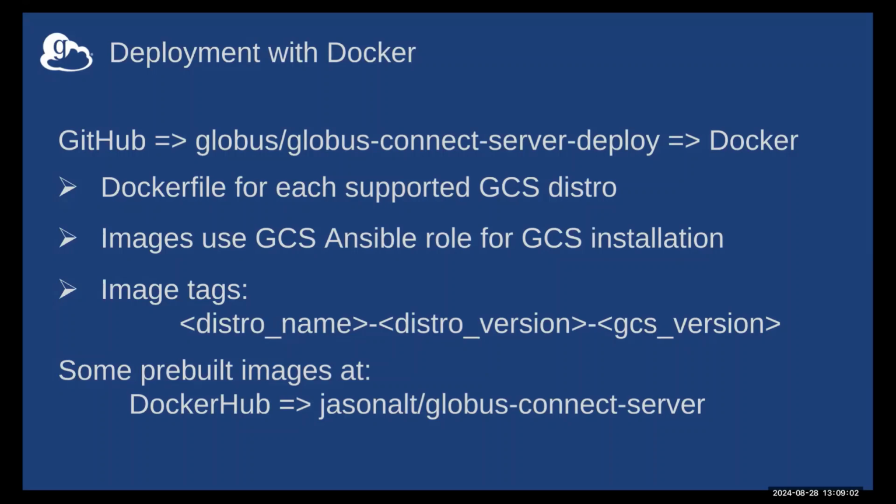You can find them at the location at the bottom of this slide on Docker Hub, under Globus Connect Server. Or you can build the images yourself. It's all explained in the repo, but it's quite simple to do with the tooling that's provided there.